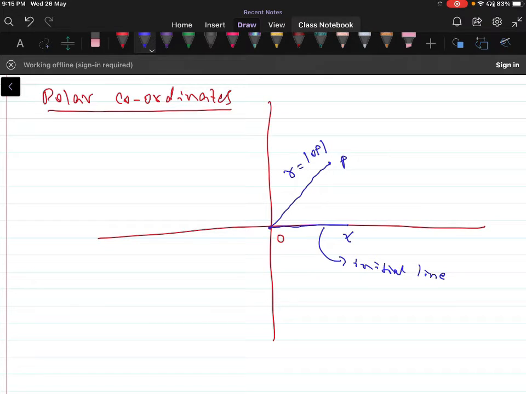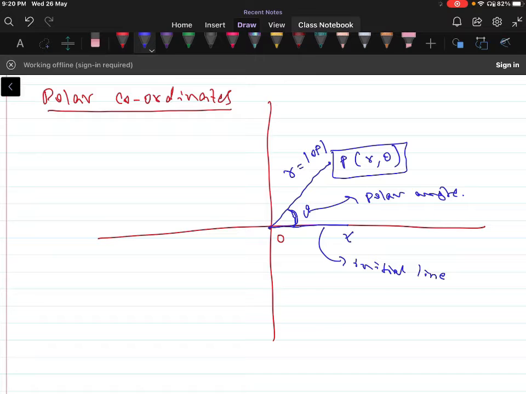And the angle XOP is denoted by theta. The angle theta is measured in the anticlockwise direction, so it is called the polar angle. Therefore, the point P can be represented by the pair r comma theta. The point r comma theta is called the polar coordinates.